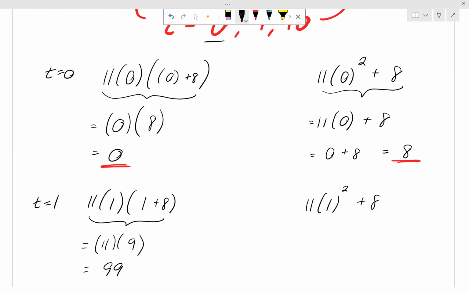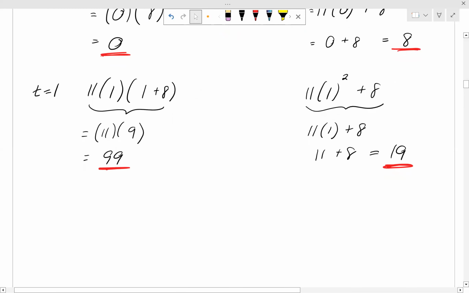Over here, 1 squared is 1. So I get 11 times 1 plus 8. 11 times 1 is 11 plus 8. 8 plus 11 is 19. So again, I see that my numbers don't match up, so these two are not equivalent.